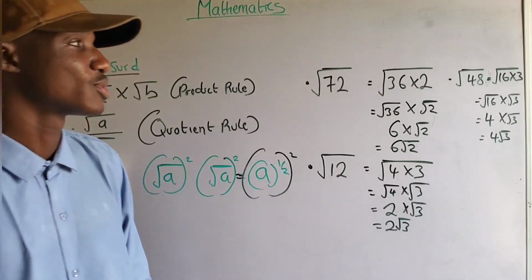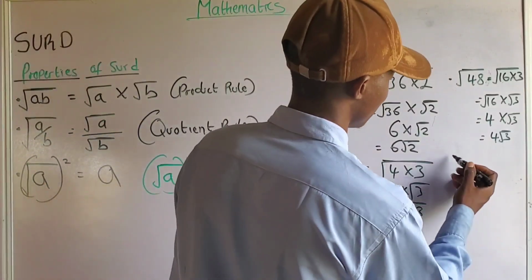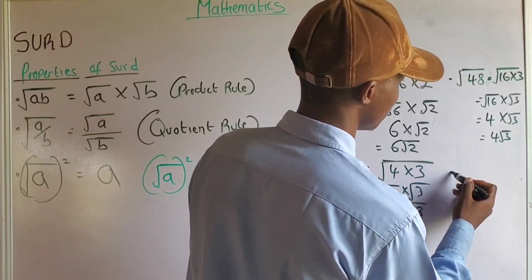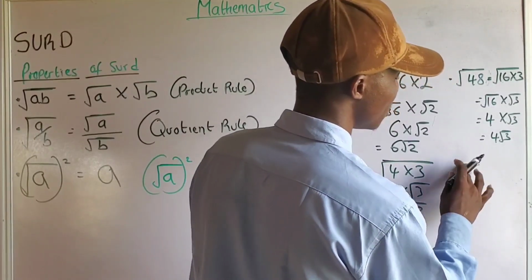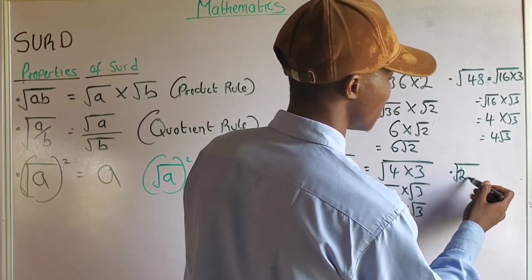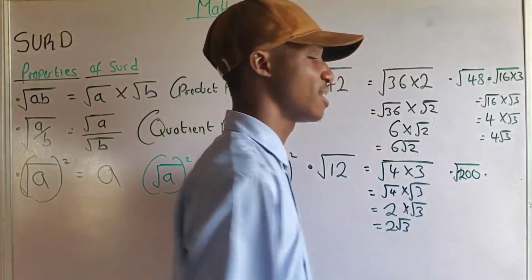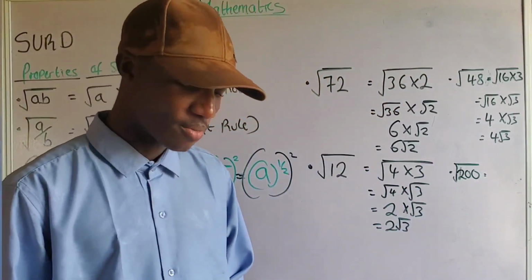Okay, now let me give you another one. I want you to simplify square root of 200. You can drop your answer in the comment section.